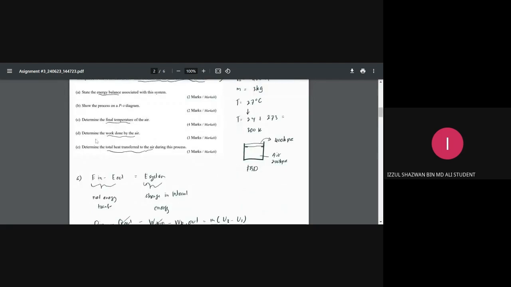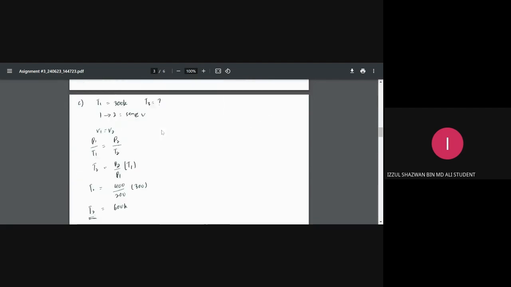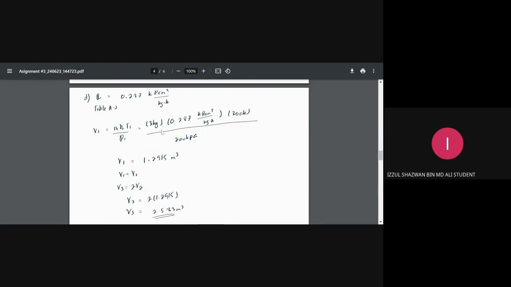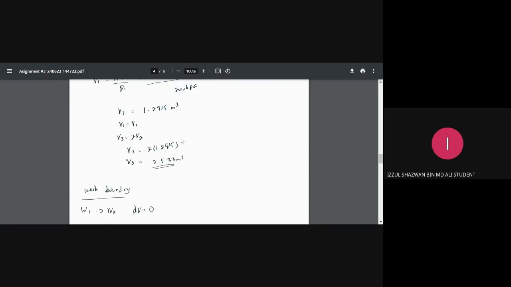Question D asks to determine the work done by the air. We had R, the gas constant of the air, from table A2, which is 0.287. We will use R in the equation V1 equal to MRT1 over P1. We insert the information that we got, and we get V1 equal to 1.2915 meter cube.